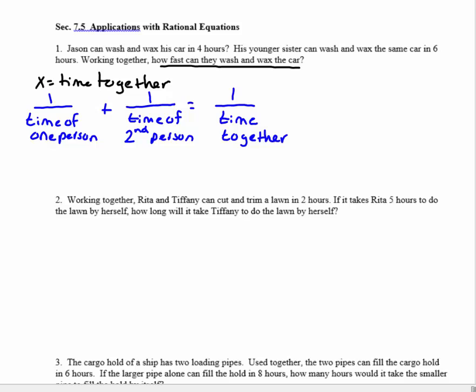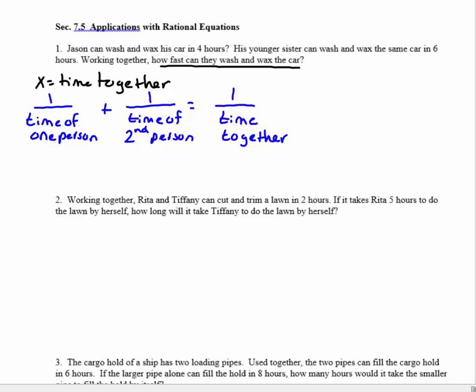Now our equation is going to be set up as 1 over the time of the first person plus 1 over the time of the second person should equal 1 over the time together. I call these the 1 over, 1 over, 1 over. It's always 1 over, 1 over, 1 over. Don't worry if it's an hour or a minute or a day. You set these up the same exact way. So now we just have to plug in for what we know.